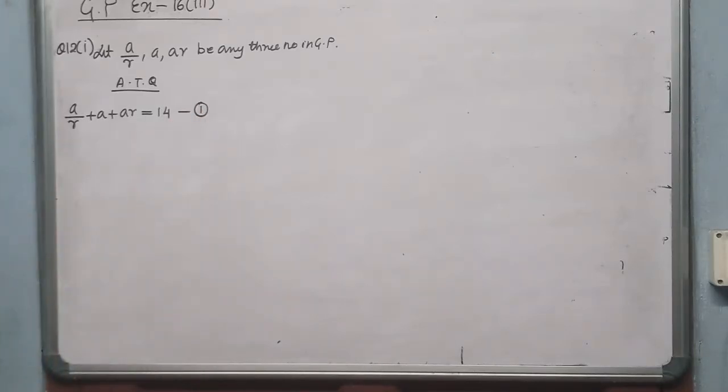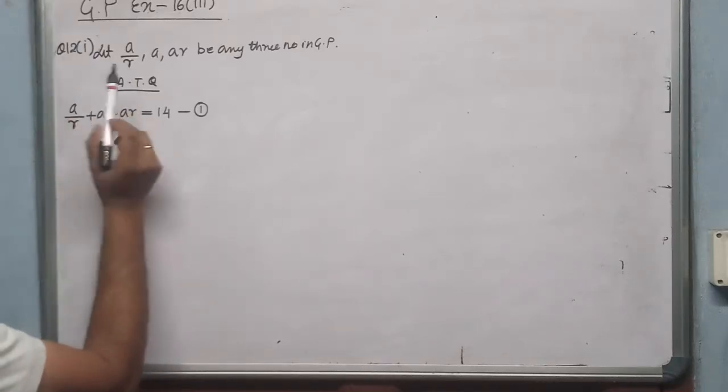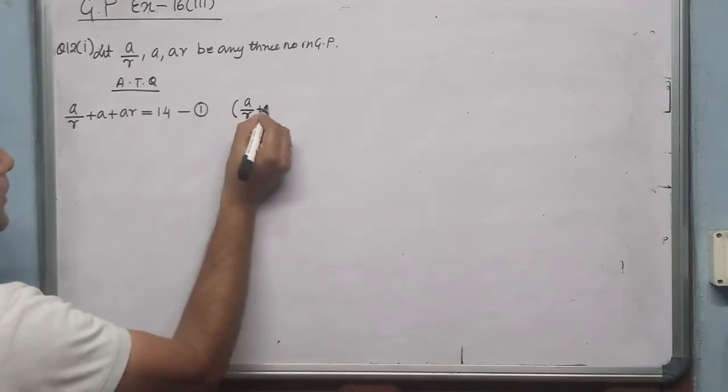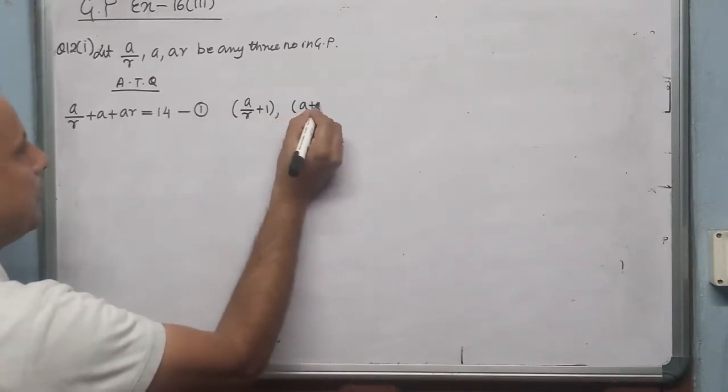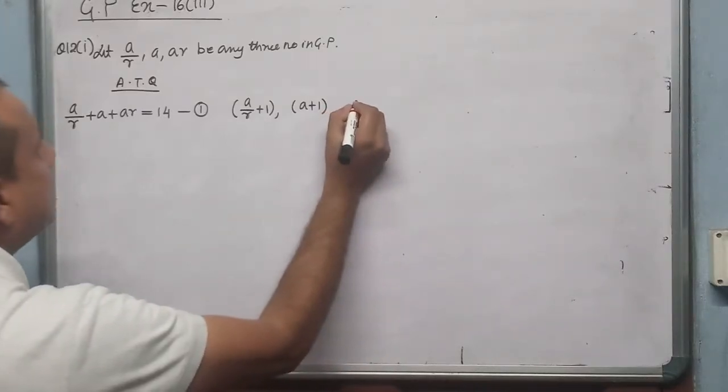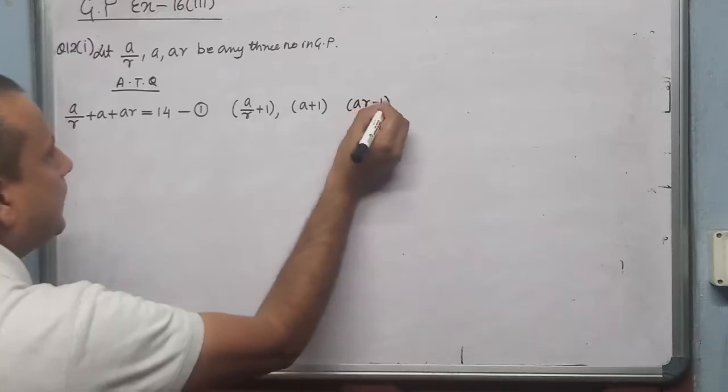And the second point is very, very important. Now try to understand. This question is related to the mixed question, a mixture of AP and GP. Now the second part of the problem is, if the first two terms are each increased by 1, that means A by R plus 1, A plus 1. First two terms are increased by 1, and the third term is decreased by 1, which means AR minus 1.